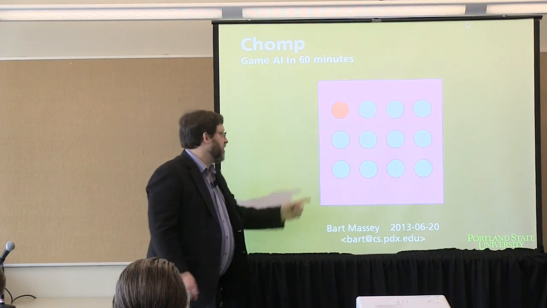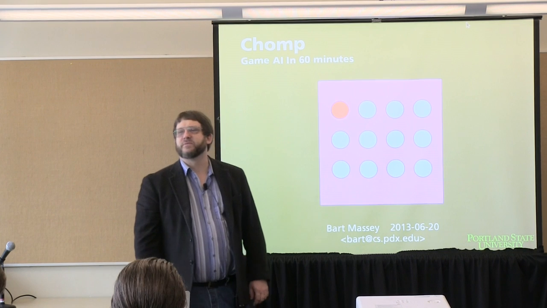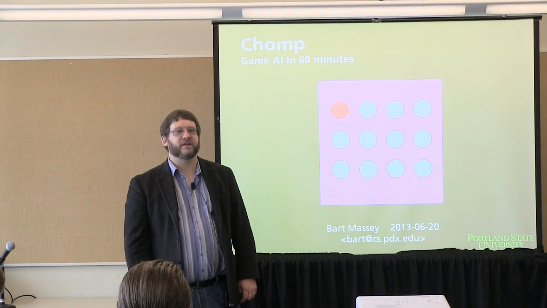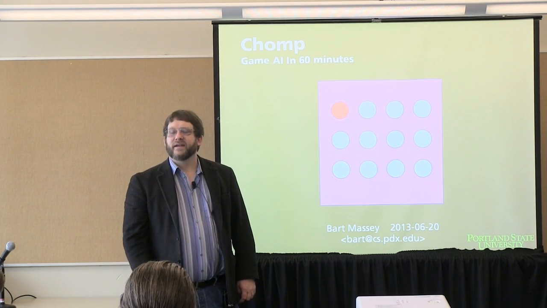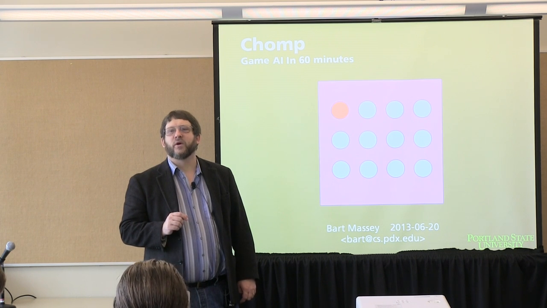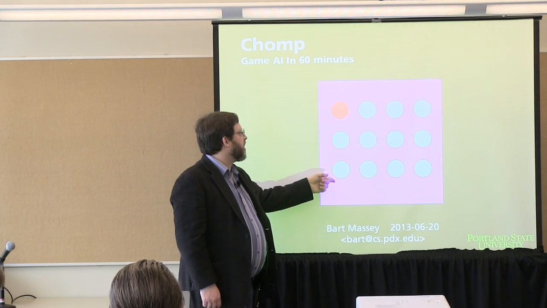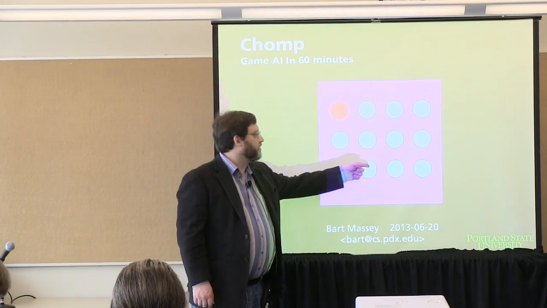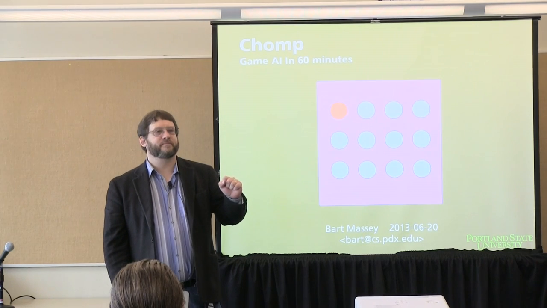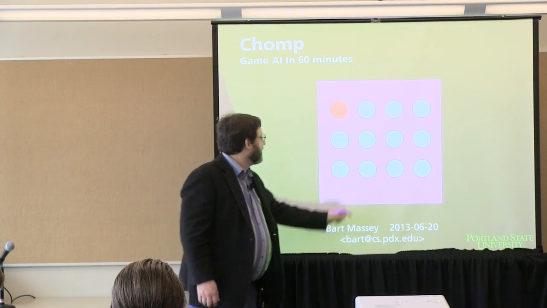So this is the game of Chomp. It's probably one of the simplest games you could ever play. It's tic-tac-toe-like in its complexity, but it is actually more challenging to play than tic-tac-toe. The basic rules of Chomp are simple. Think of this as a chocolate bar, and think of these little circles here as squares of chocolate. I don't know why I didn't make them squares, I just didn't.